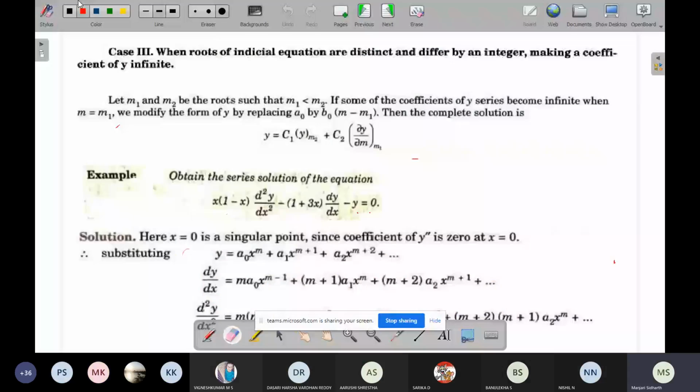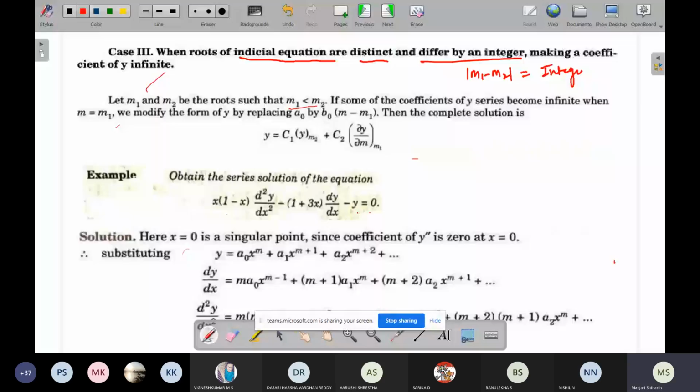So the third case: when the roots of the indicial equation are distinct and differ by an integer. Differ by an integer means m1 minus m2 gives you some integer. So let m1 and m2 be the roots such that m1 is less than m2.